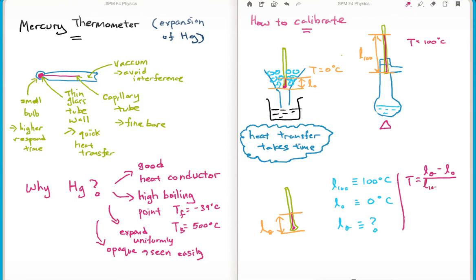L100. This is the length when the temperature is 100, subtract L0. So this is the total difference of length, and then you times it with 100, because this is 0, this is 100. So you need to minus off the base length, then you know how many gradations. It corresponds to 100, so we times with 100 degree C. So that's the general equation. Degree C is a unit. So this is how you should tackle those questions.